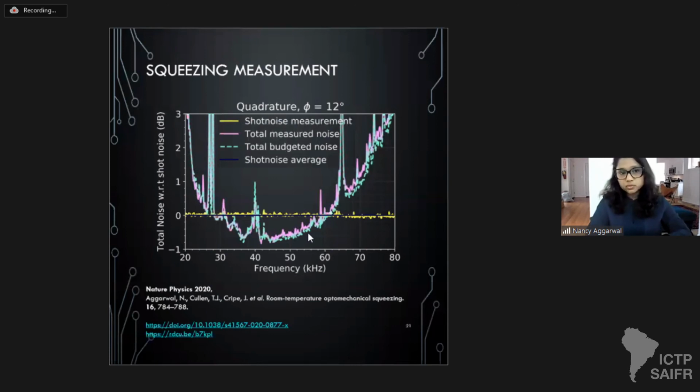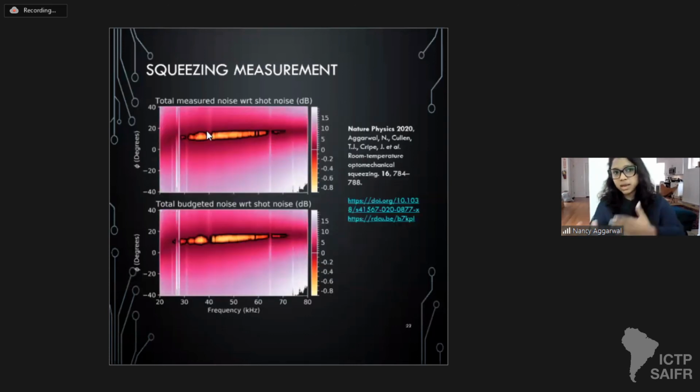This was the story in the squeezing quadrature, and now we can ask what is happening in the other quadratures. So here I'm showing, as a function of frequency on the x-axis and the angle on the y-axis, the noise measured in color, where the oranges are basically below shot noise and pink is above shot noise. So again, here we see that from 30 to 70 kilohertz, there's some squeezing, and its maximum is about 0.8 dBs or something. The top plot is the measured noise and the bottom plot is the budget. And again, this is not a copy-paste error. We just really understand our system really well.